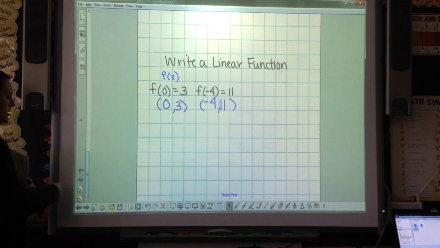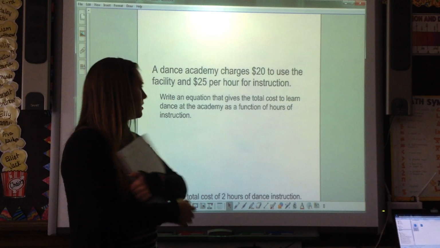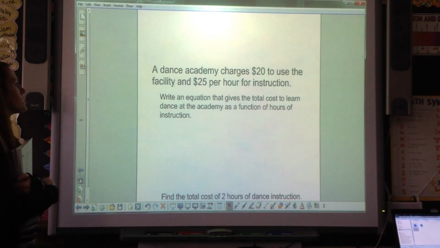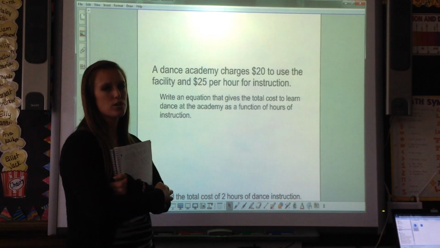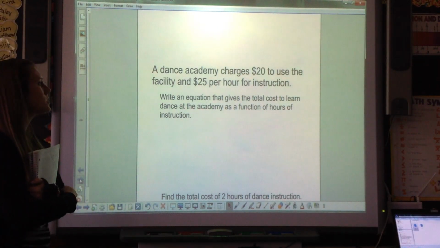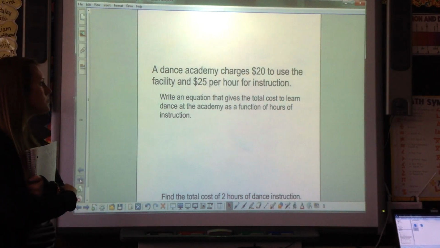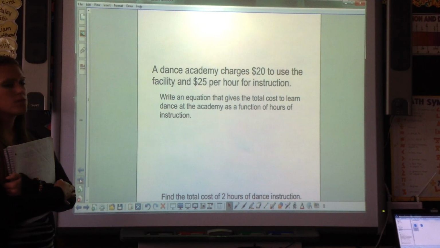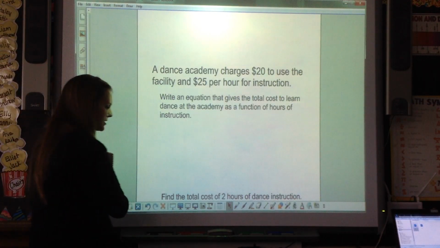Okay, last problem right here. A dance academy charges $20 to use the facility and $25 per hour for instruction. Write an equation that gives a total cost to learn dance at the academy as a function of hours of instruction. Our first step here is to write an equation. Okay, so to find the total cost, that's our equal to.